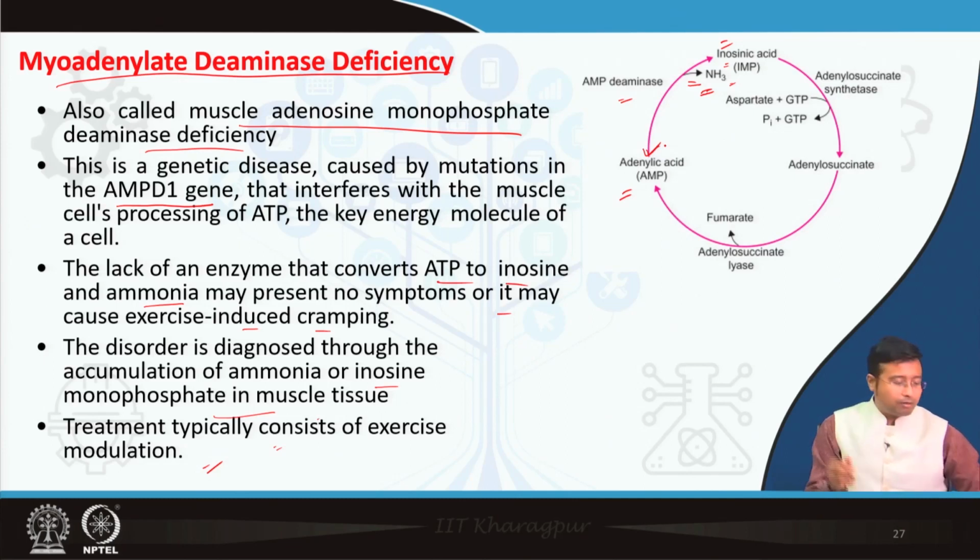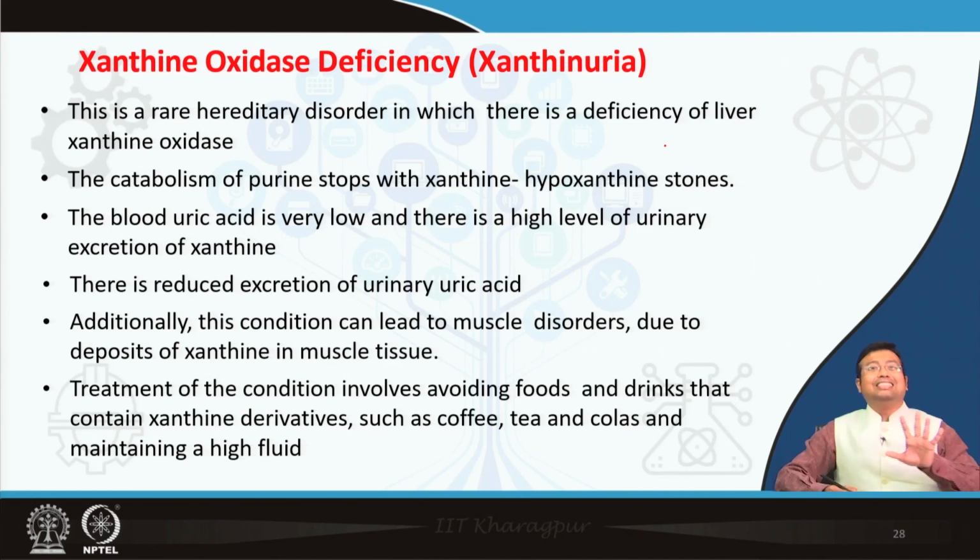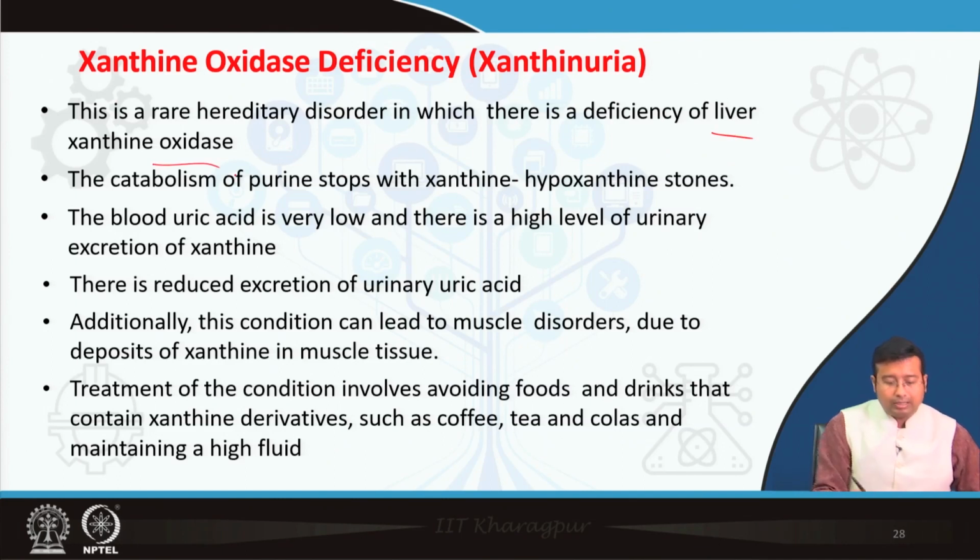Most of these enzymes are reversible. Next, xanthine oxidase deficiency. We know xanthine oxidase, the enzyme which appears last in purine catabolism, is deficient in a rare hereditary disorder in which there is a deficiency of liver xanthine oxidase. So, catabolism of purine stops at the xanthine and hypoxanthine level, which results in formation of an excess amount of xanthine and hypoxanthine, and hypoxanthine and xanthine stones are found.